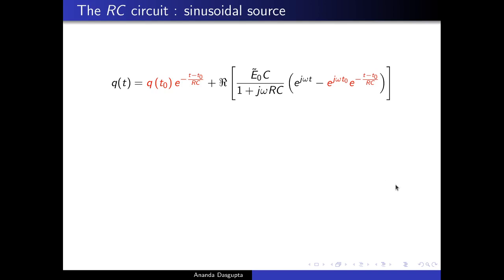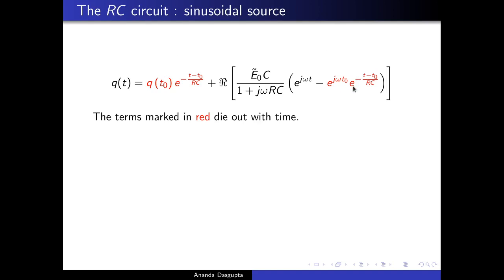So this is my final result, but I can make it easier to understand just by noting several points. Firstly, I have deliberately written two terms here in red, and it should be easy for you to guess what these two terms really mean. These are the terms which have exponential minus t by RC terms in them, which means that when t becomes very, very large, these terms are going to die out. So these terms which are marked in red die out with time.